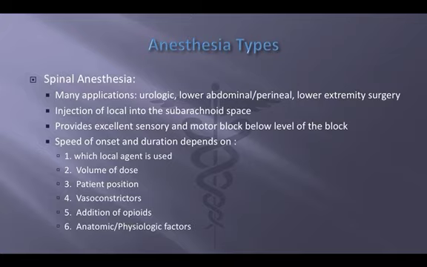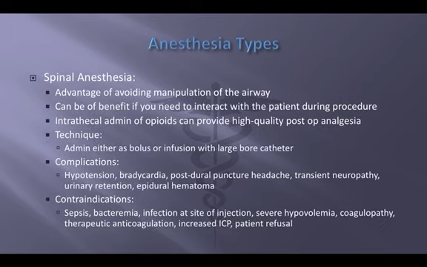Okay, so spinal anesthesia. This has a lot of applications. It can be used in urologic procedures, lower abdominal procedures, perineal procedures, and then lower extremities. What you do is inject the local into the subarachnoid space. This is going to provide excellent sensory and motor block below that level. It's got a variable speed of onset, and the duration depends on which agent you're using, the volume of the dose, what position the patient is in, whether you're using any vasoconstrictors with it, whether you're adding opioids to it, and then anatomic or any other physiologic factors that the patient may have.